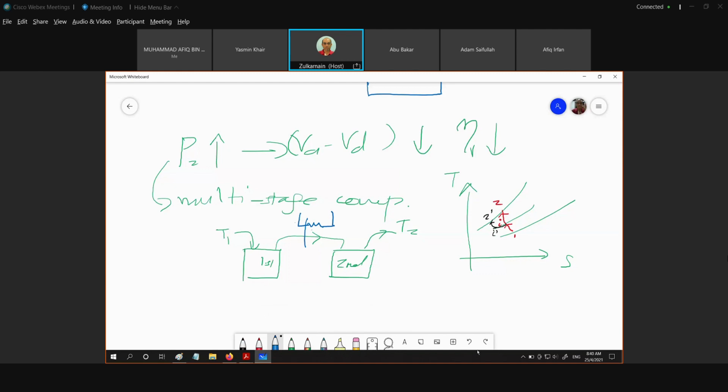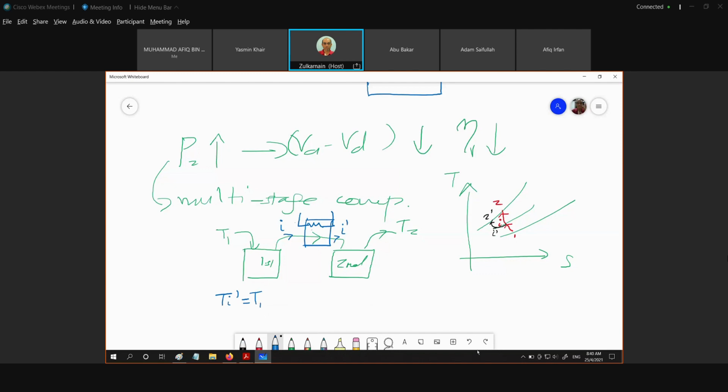So this is our intercooler. Kita cool down. Jadi apa yang berlaku, keluar sini adalah I, keluar di sini adalah I prime. Dan ada 2 condition yang dikatakan untuk I prime. What are the conditions? The condition is, number 1, bila Ti prime sama dengan T1.